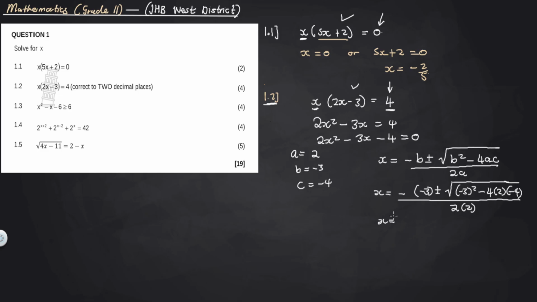Right, negative 3 times another 3 gives positive 3. The plus minus, but we're gonna start with the plus. Negative negative 3 squared, minus 4 times 2 times negative 4, then over 2 times 2. Then the first solution is going to be 2.35, or x equal to, remember, round off to 2 decimal places. Yeah, two decimal places. Then we have minus 0.85.